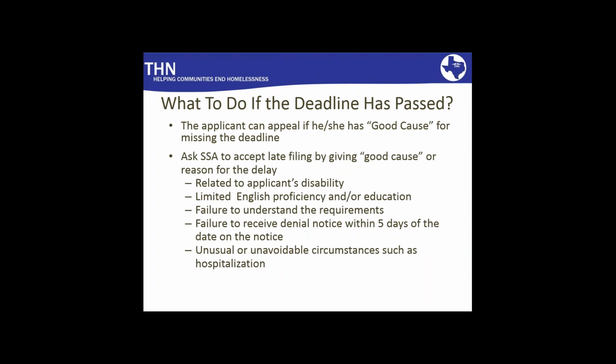So what do you do if the deadline has passed? The applicant can appeal if he or she has good cause for missing the deadline, or you can ask SSA to accept late filing by giving good cause or a reason for the delay. These can be related to the applicant's disability. It could be due to limited English proficiency, failure to understand the requirements, failure to receive the denial notice within 5 days of the date on the notice, or unusual or unavoidable circumstances such as hospitalization.